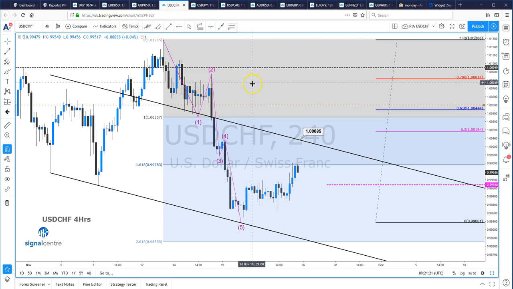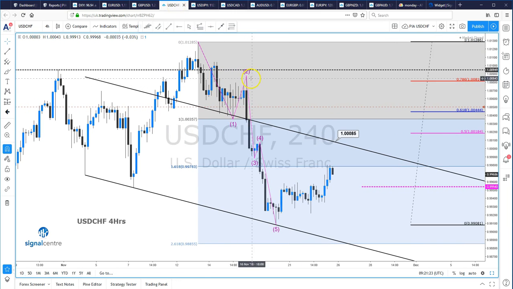Dollar Swiss, aggressive, impulsive move lower in 5 waves. We've now deemed to be in a corrective move to the upside. Support early on Monday is at 99.54. We've got trendline resistance at 100.08.